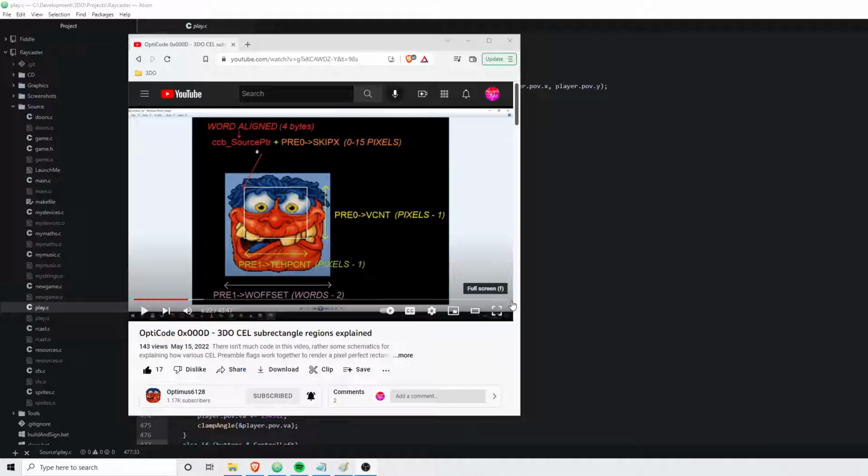So the first one is, about a week ago, I was watching this new video from Optimus where he talks about how to manipulate the preamble or pre-0, pre-1 flags of a cell or CCB to have the cell engine do some clipping of a graphic or to create a sub-region. And after watching this video, I was convinced that this is how I should have approached my sprite drawing.